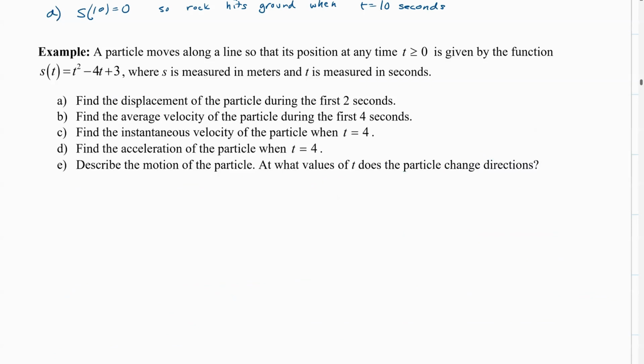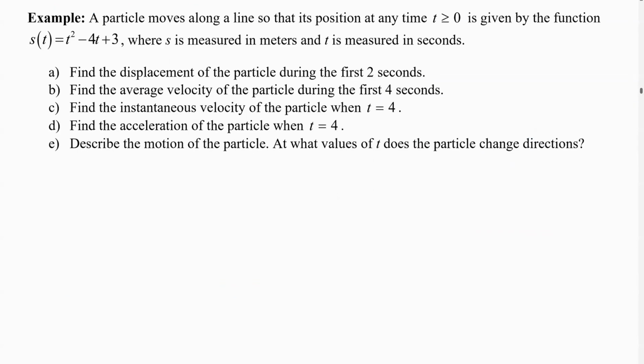All right, let's try this again. See if we get some other insight about this whole process. So a particle moves along a line so that its position at any given time t, when t is positive, is given by the function, where s is measured in meters and t is measured in seconds. Find the displacement during the first 2 seconds.